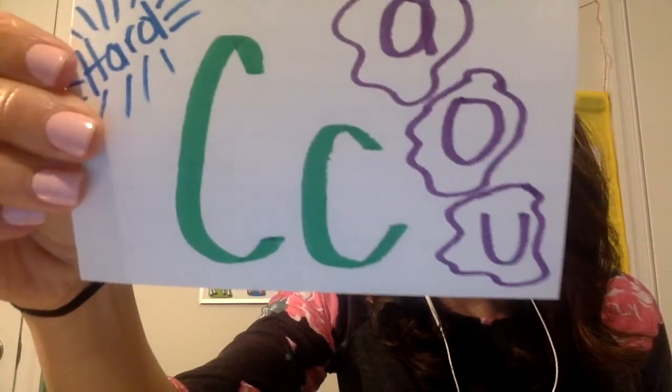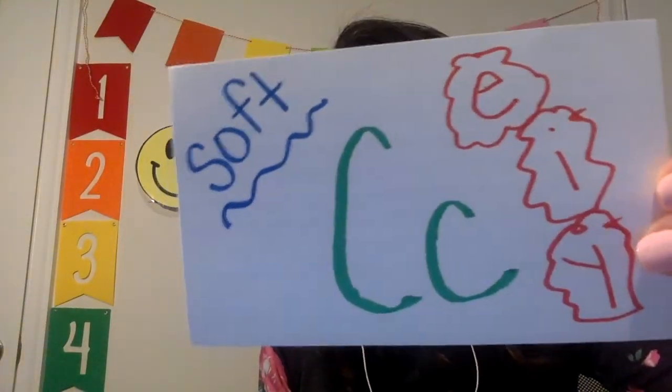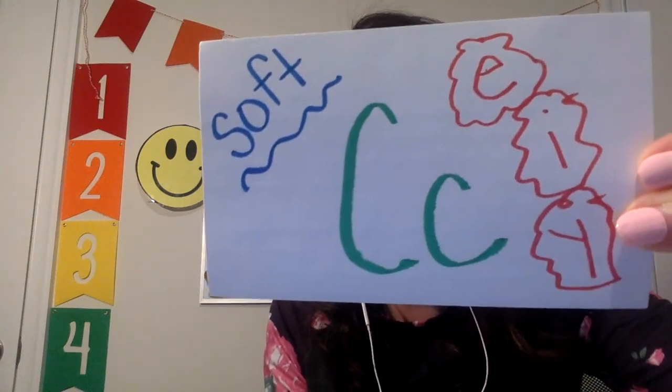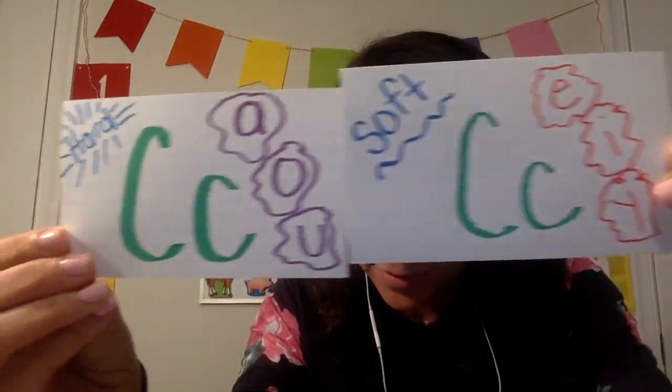Great job. All right, boys and girls, make sure to write this rule down. Hard C goes with A, O, U. Soft C is followed by E, I, Y. Write that down. Oops. Write that down. Don't forget it.